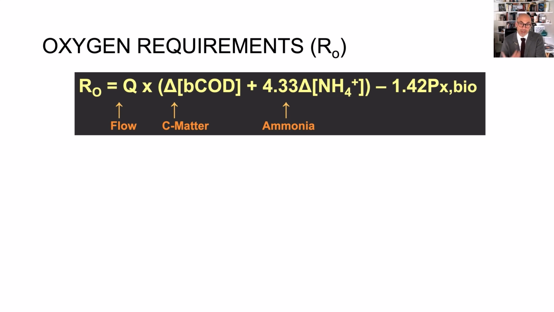Now, if you do a denitrification process using the carbon that comes in from the influent, then that 4.33 becomes a much lower value. And at the end, we have minus 1.42 Px,bio, being the amount of biomass, VSS, that every day is being wasted, and does not contribute to the oxygen requirement because you grow bacteria just to the same extent as you waste. 1.42 converts the units of solids to the units of oxygen.